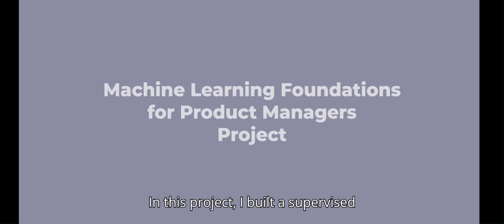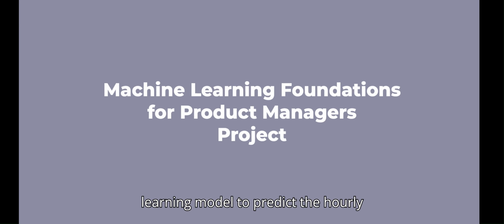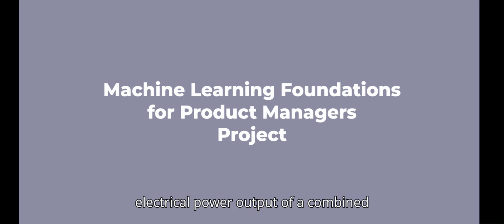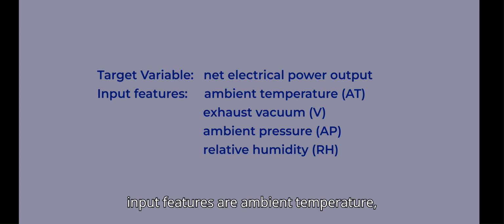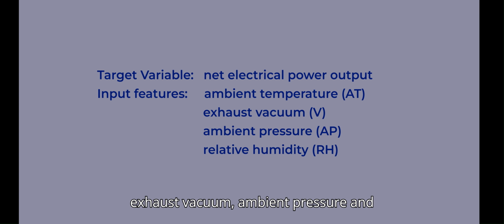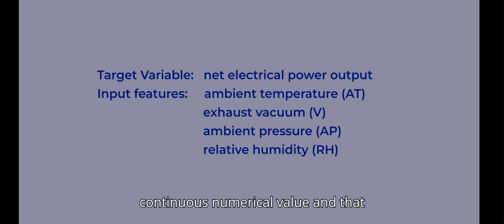In this project, I built a supervised learning model to predict the hourly electrical power output of a combined cycle power plant. The target variable is net electrical power output, and the input features are ambient temperature, exhaust vacuum, ambient pressure, and relative humidity. The output is a continuous numerical value, and that suggests this is a regression problem.